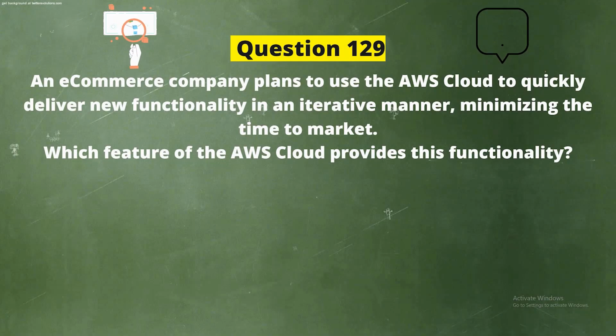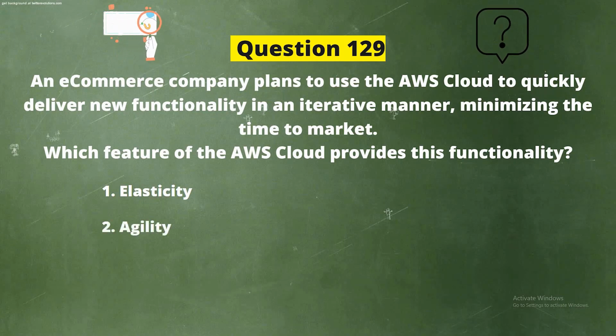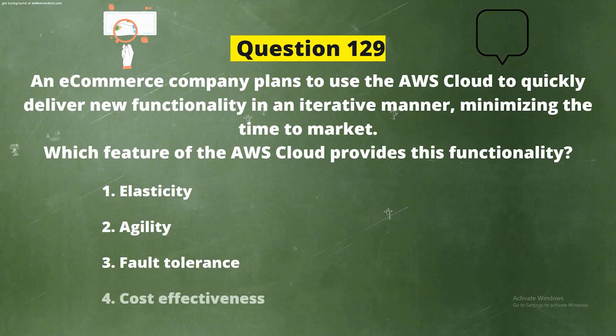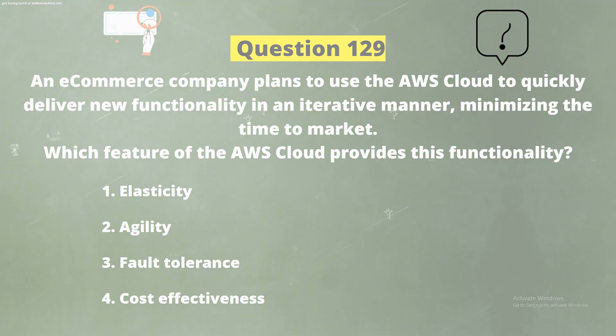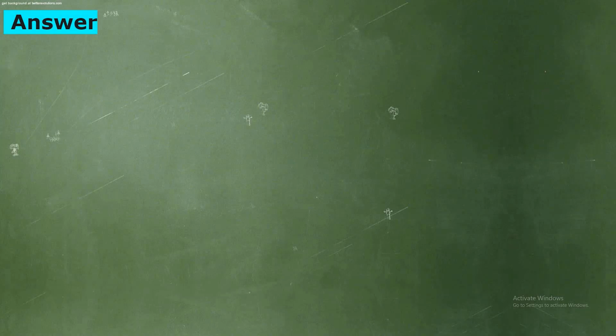Next question. An e-commerce company plans to use the AWS cloud to quickly deliver new functionality in an iterative manner, minimizing the time to market. Which feature of the AWS cloud provides this functionality? And the options are: Option 1. Elasticity. Option 2. Agility. Option 3. Fault tolerance. Option 4. Cost effectiveness. And the correct answer is Option 2. Agility.